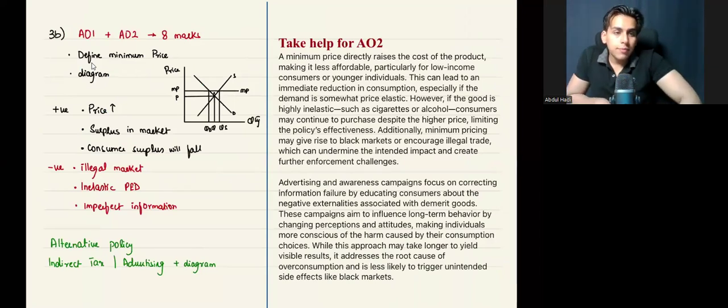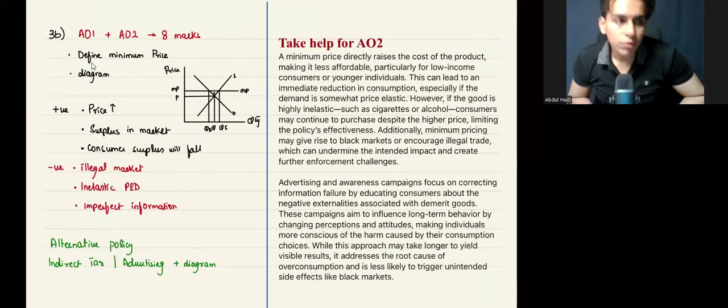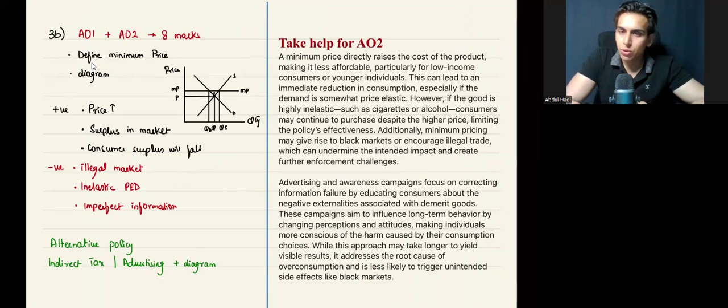First, I will draw the diagram and I will show that there is a surplus in the market due to minimum price being implemented. I have positives and I have negatives I have to write. So the first one is that there will be an increase in price level, which will demotivate consumers to consume more of demerit good.